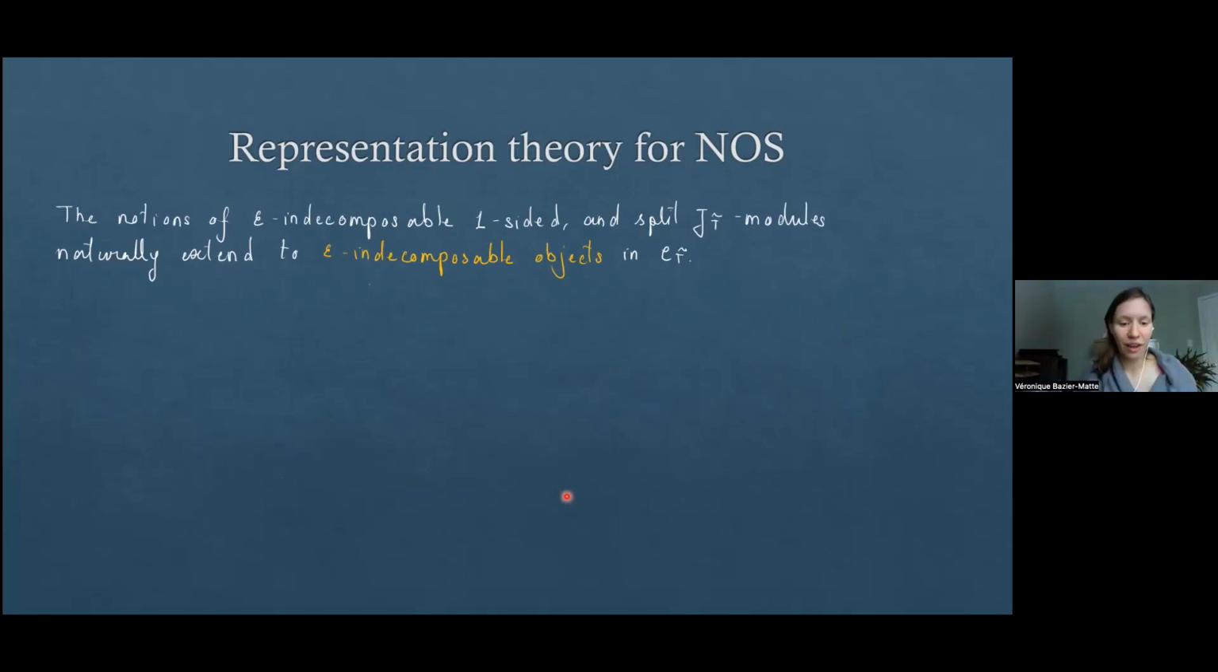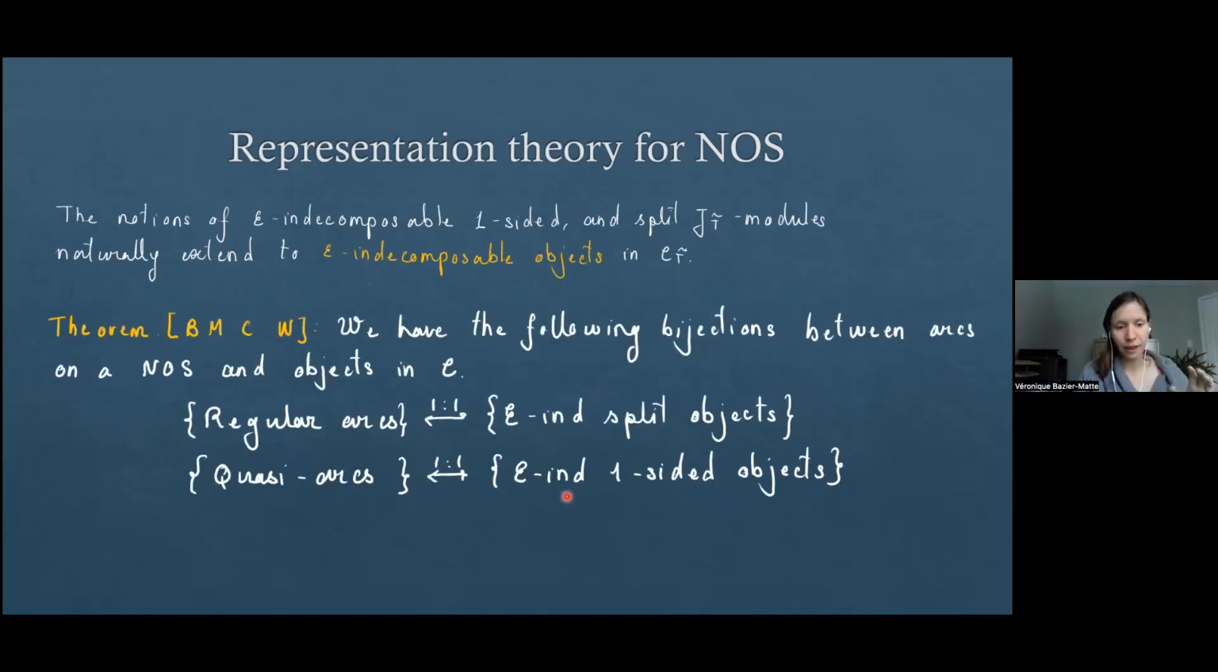So we can make the jump from the module category to the cluster category and keep this notion of one-sided module and split module for objects in the cluster category. And we have the following theorem. We have a bijection between irregular arcs on the non-orientable triangulation and the split objects in the cluster category, and a bijection between the quasi-arcs and the one-sided objects.